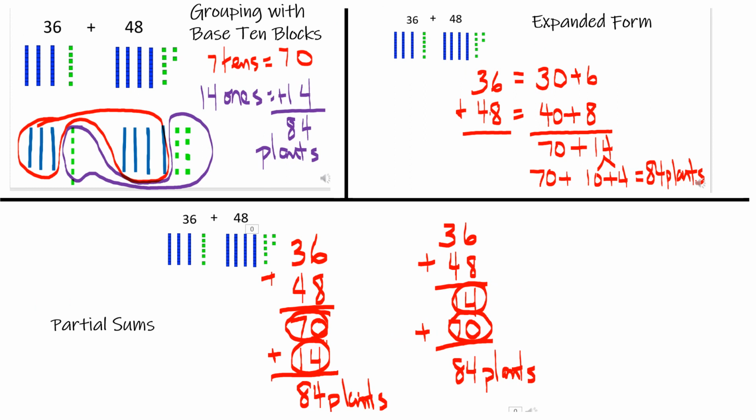So today we reviewed strategies that you learned earlier in this year for solving two-digit problems. Those strategies shown here are the grouping with base 10 block strategy, the expanded form strategy, and the partial sum strategy. Even though they may look a little different, they are all alike in some ways. On your recording sheet, pick two of these strategies and tell how they are alike.